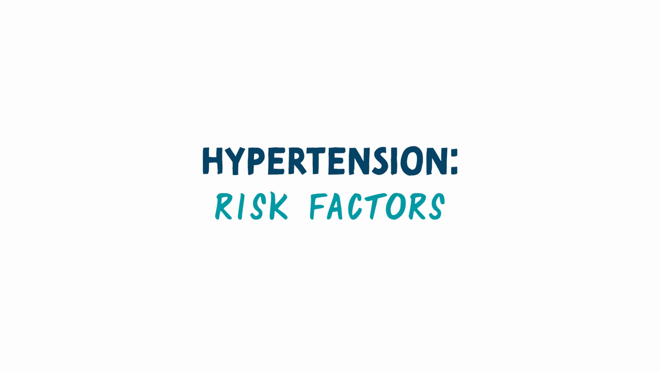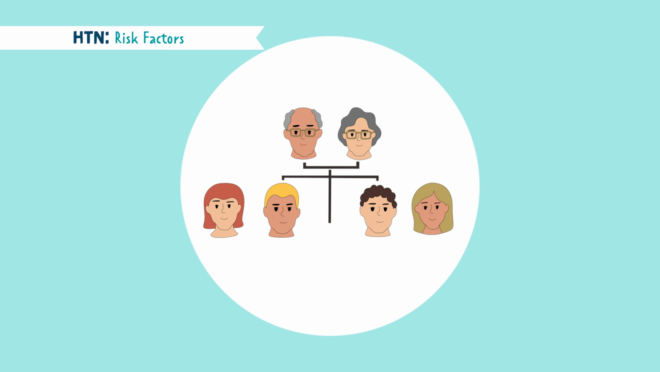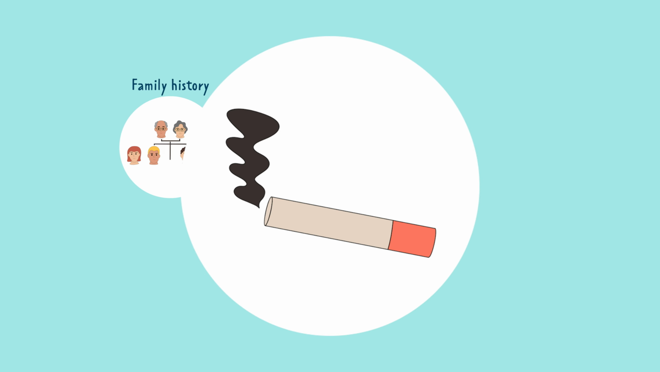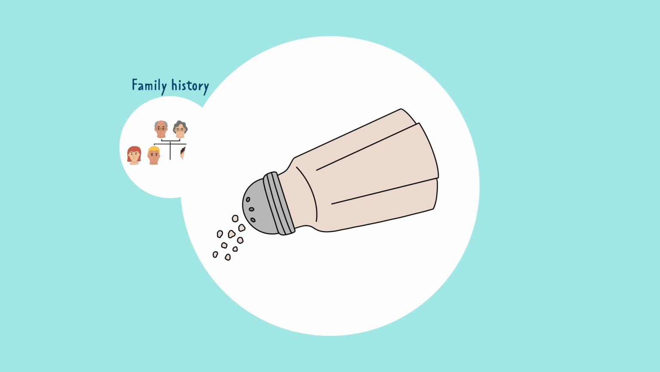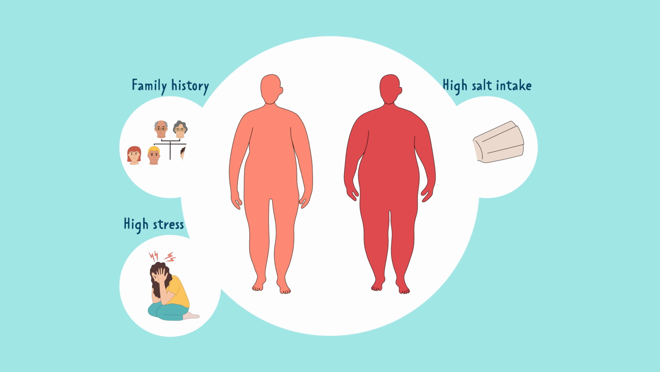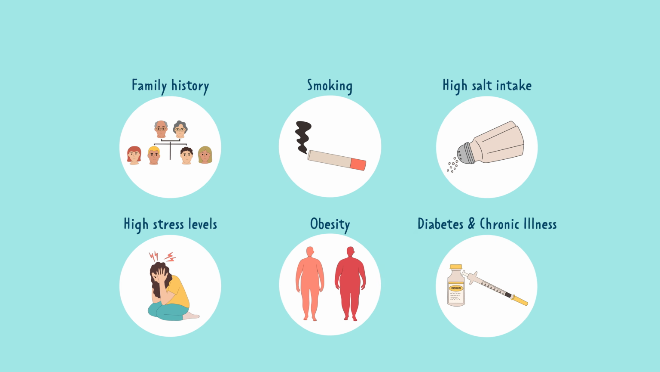Let's talk about some risk factors of hypertension. Some people are genetically predisposed to high blood pressure, so be sure to ask if it runs in the family. This is a non-modifiable factor, meaning they can't change their family history. Some modifiable risk factors, meaning things that the patient can modify or change in their life, such as smoking, high salt intake, anxiety, high stress levels, obesity, diabetes, and other chronic illnesses.